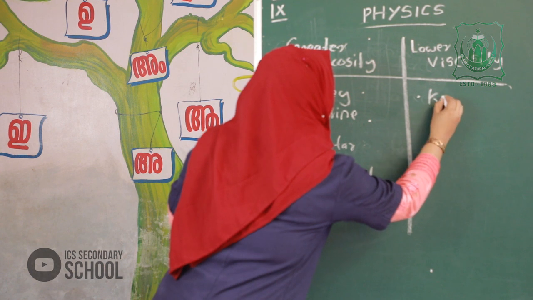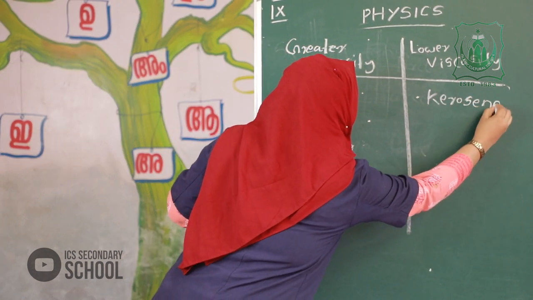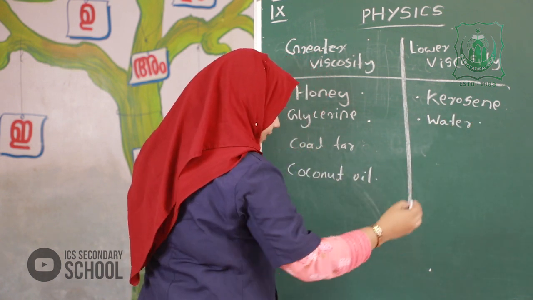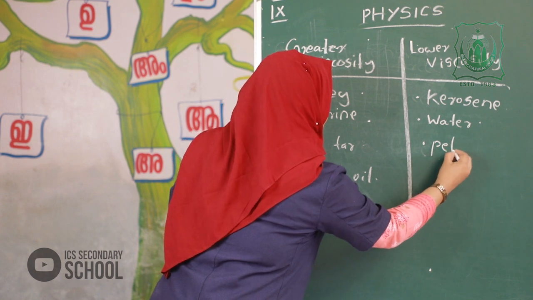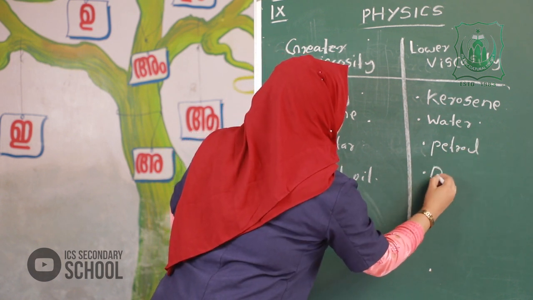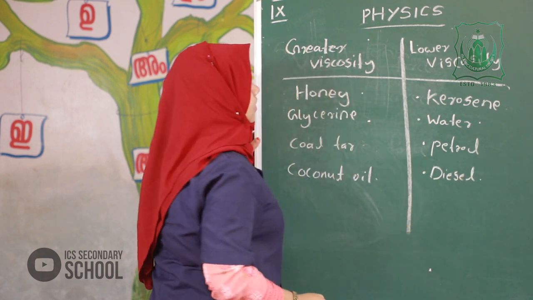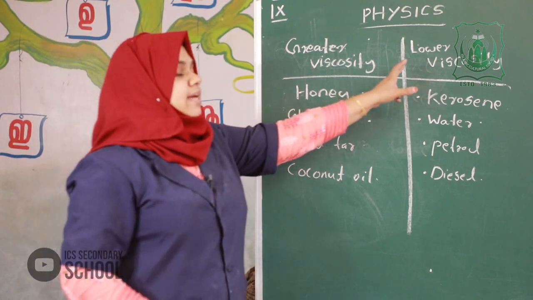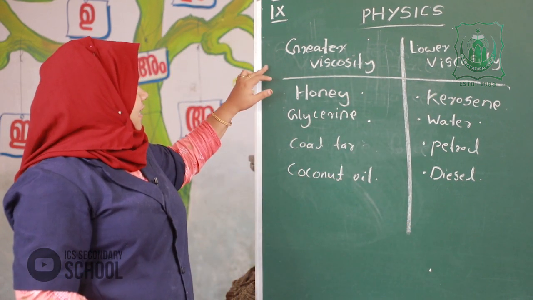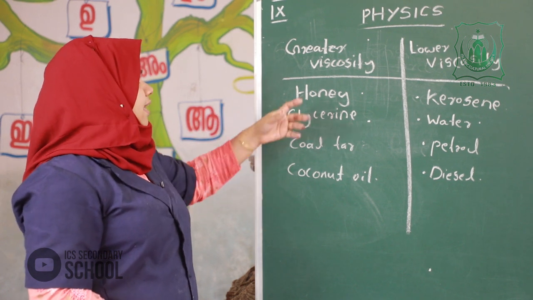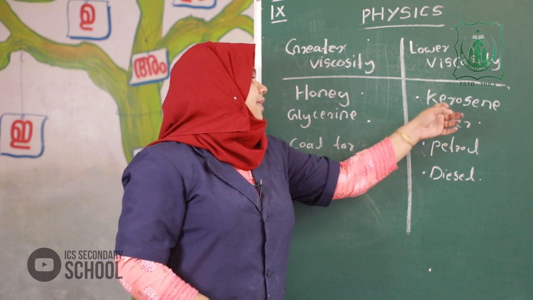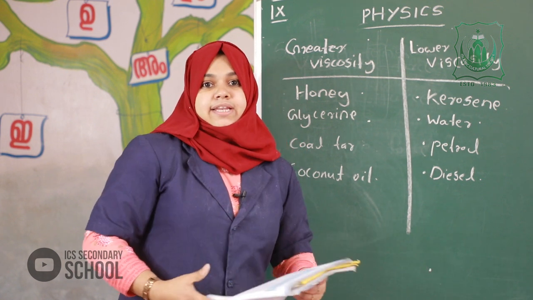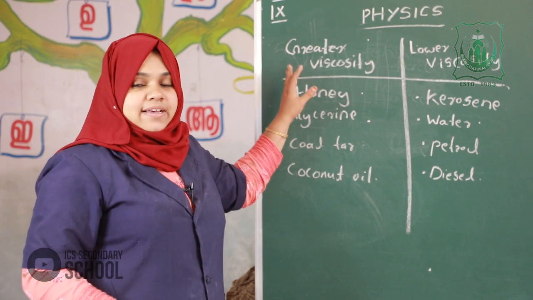So, kerosene, like that what? Yes, water, kerosene, petrol, diesel, etc. also are lower viscosity substances. So, greater viscosity substances and lower viscosity substances, what are they? Honey, glycerin, coal tar, coconut oil are greater viscosity substances, and kerosene, water, petrol, diesel, etc. are lower viscosity substances.